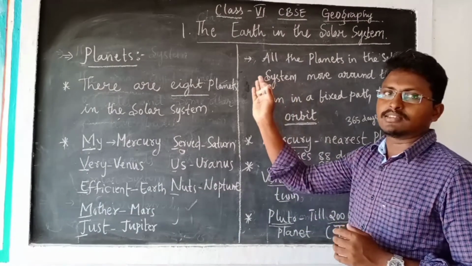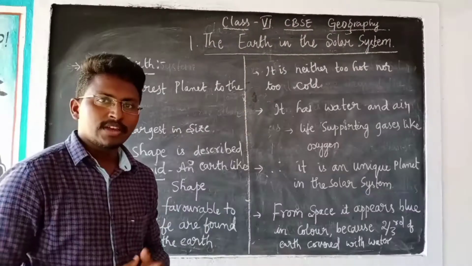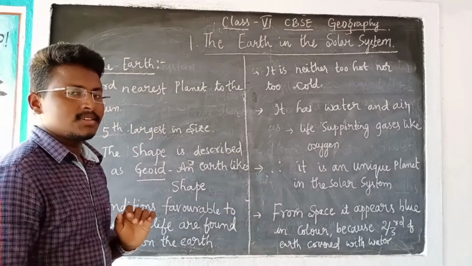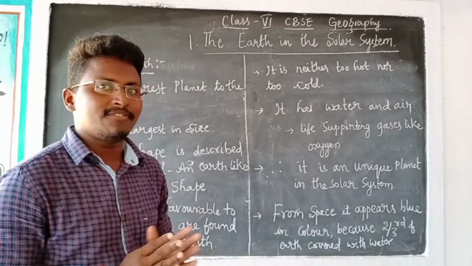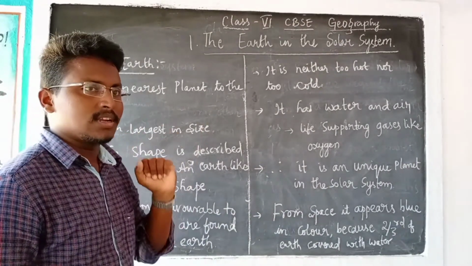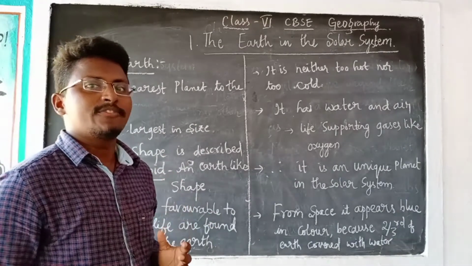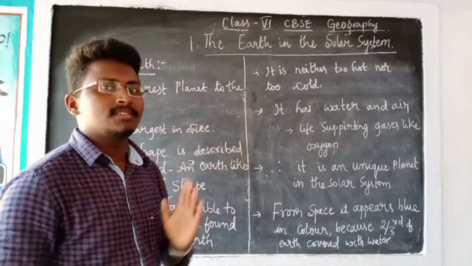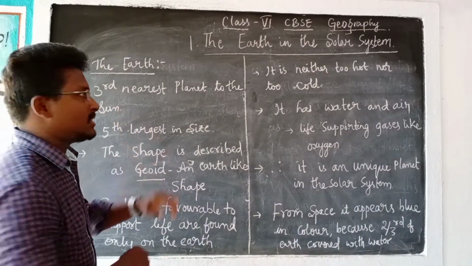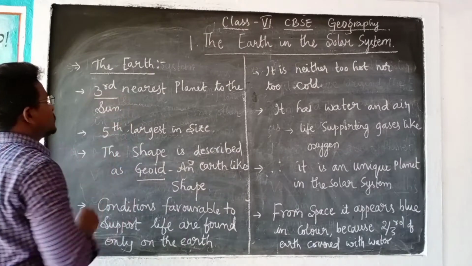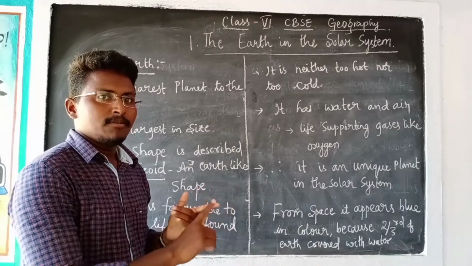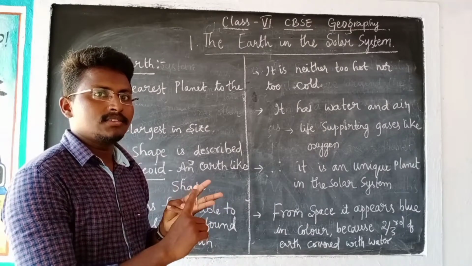Now we will see in particular about the Earth. On which planet are we all living? You all know that we are living on the planet Earth. So now let us see some important facts about the Earth: what is its position in the solar system, and what are its unique features compared to all other planets in this solar system. Let us begin. The first and foremost important thing is that our planet Earth is the 3rd nearest planet to the sun. Just now I mentioned Mercury, Venus, and the 3rd one is Earth.